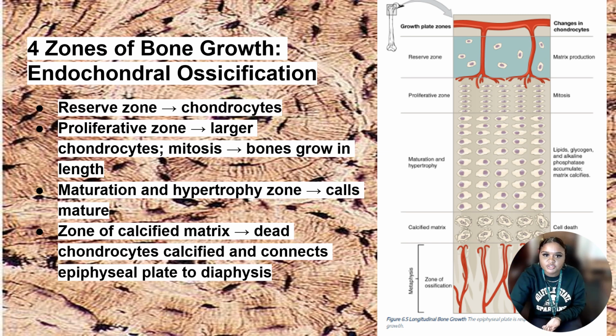It starts at the reserve zone, which has your chondrocytes. Proliferative zone, you're making more chondrocytes. Maturation zone, they become more mature adult cells and get larger, so they get ready to be calcified bone. That's the steps in order at that epiphyseal growth plate. And then after a certain age, you become as tall as you're going to get, like me, unfortunately 5'4", and then that growth plate fuses and makes an epiphyseal line.